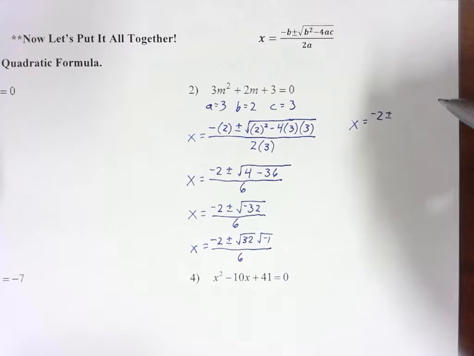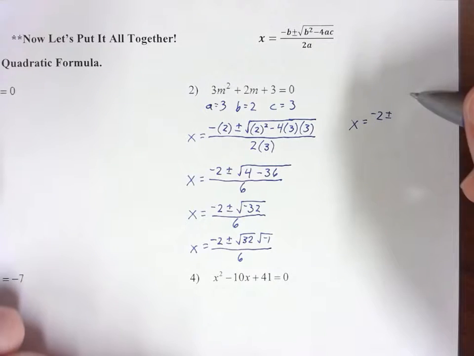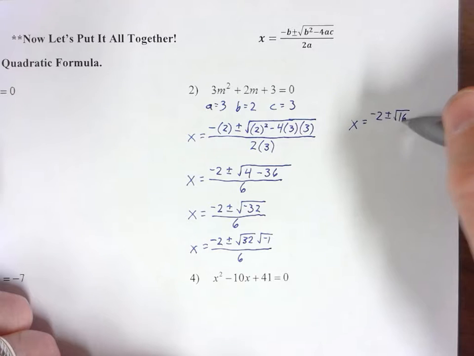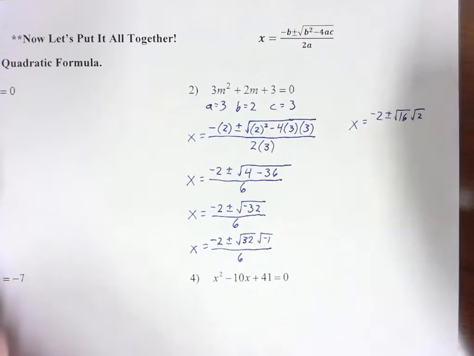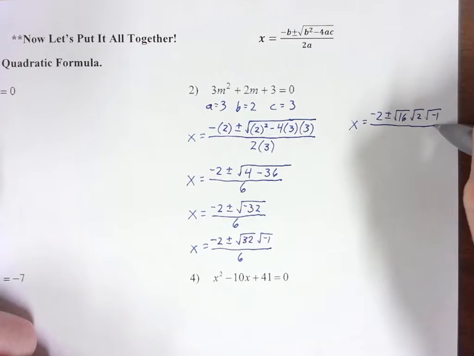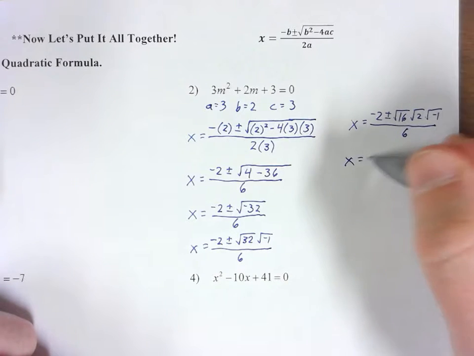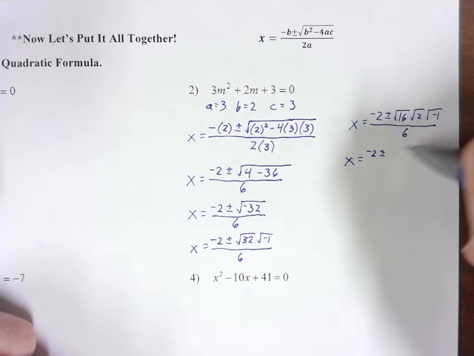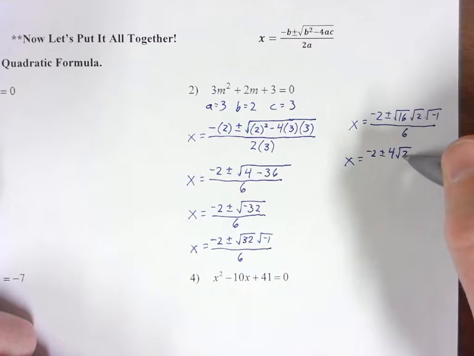32 cannot be divided by 25, but it can be divided by 16. So I'm going to take out square root of 16 and square root of 2. If you did square root of 4 times square root of 8, you'll have to break the 8 down a little bit further. And so now I know the square root of 16 is 4. Square root of 2 I don't know. Square root of negative 1 is i.